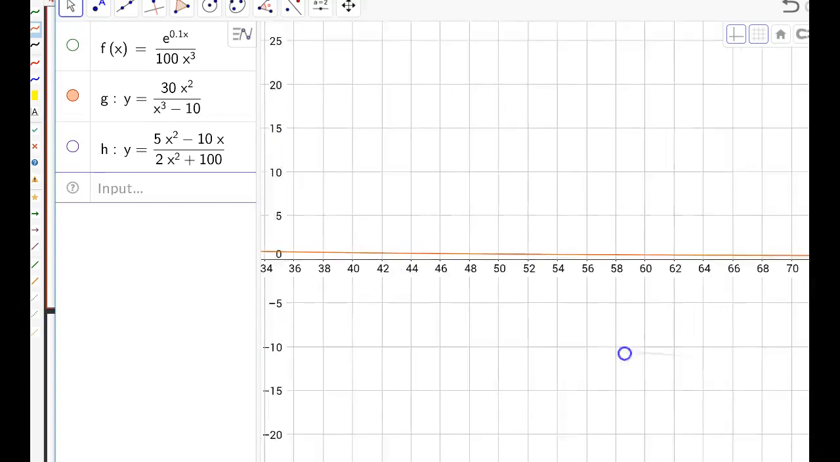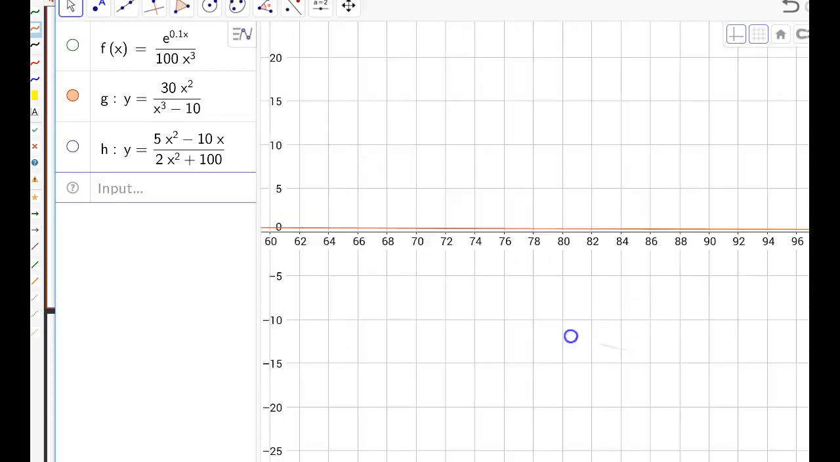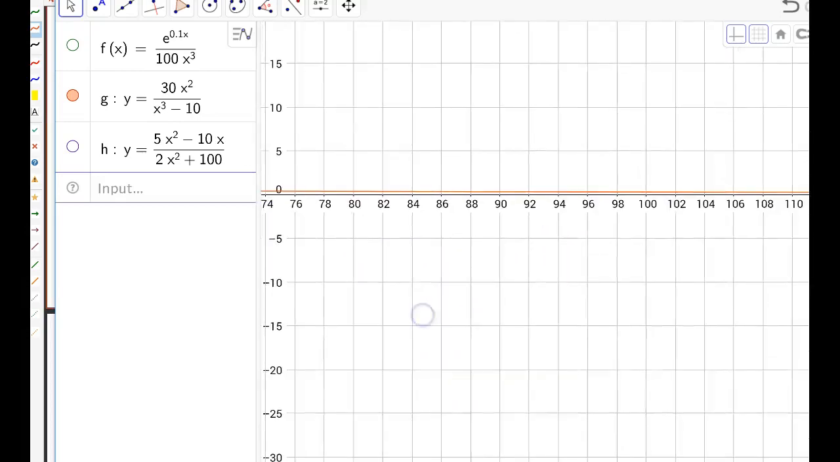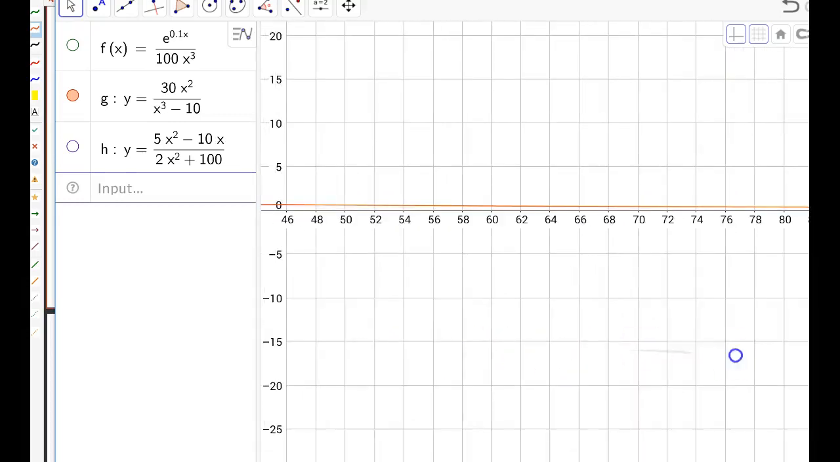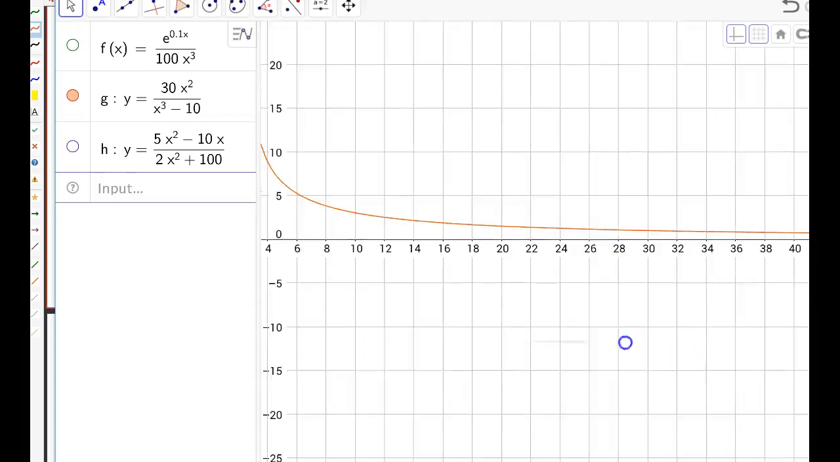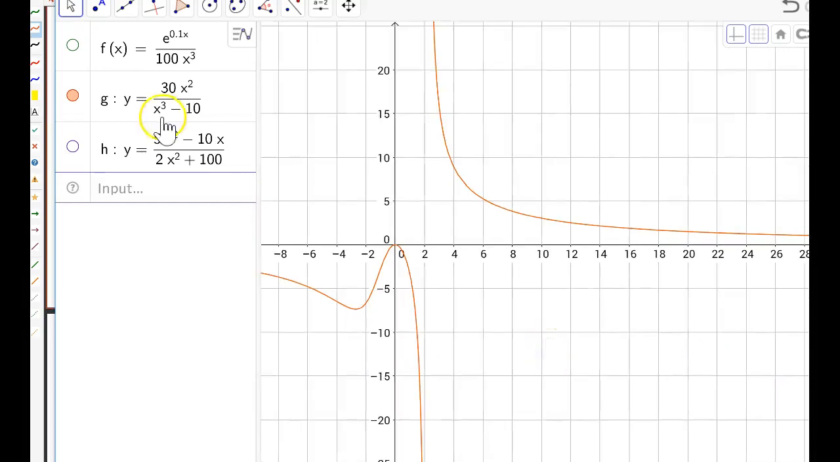If we go further and further out, looking at bigger and bigger values of x, you can see that it really does just get closer to 0. And in this case, that's always going to happen when the power of the denominator is bigger than the power of the numerator. The x cubed is going to eventually be much bigger than x squared.